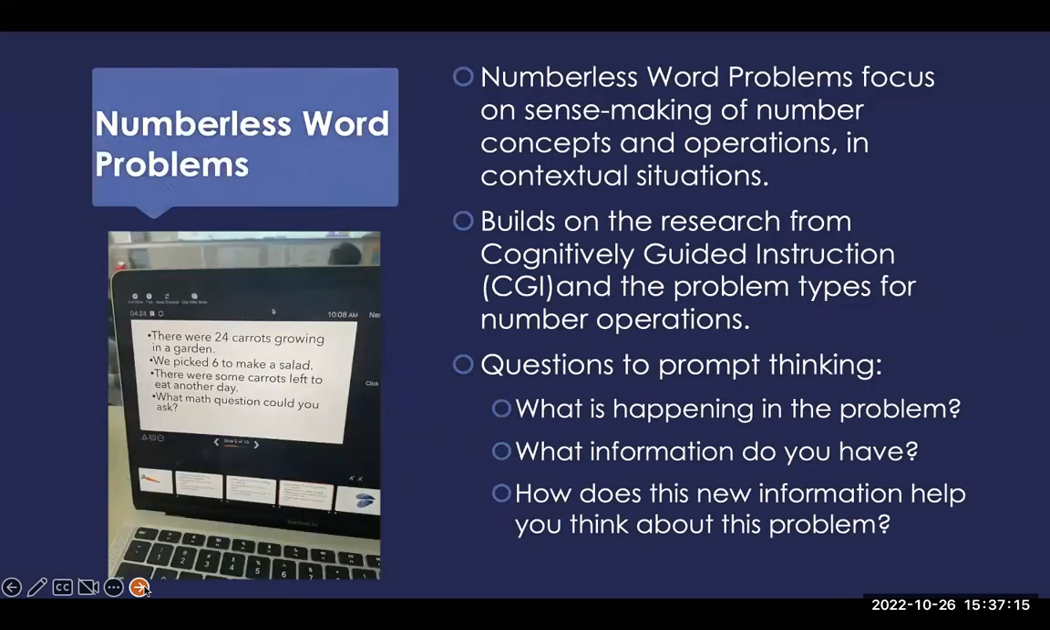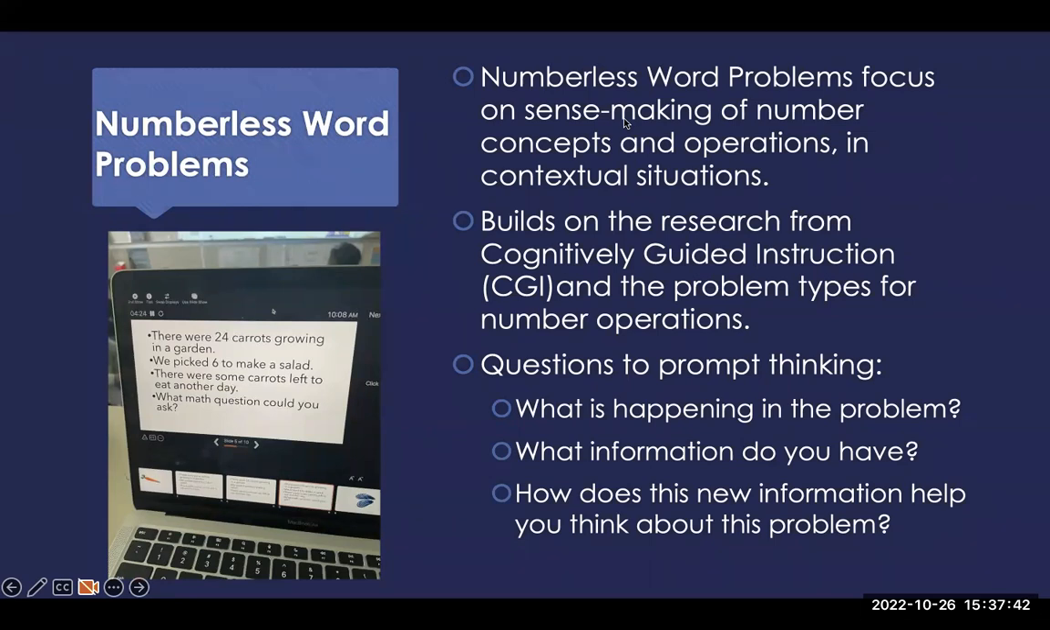And numberless word problems comes out of the research from cognitively guided instruction. Some of that research has revealed that often with word and story problems, children just grab the numbers and are compelled to do something with them. So they might think, oh, I'm going to just add them together without actually making sense of what that word or story problem is asking them to do. So that is the essence of numberless word problems.